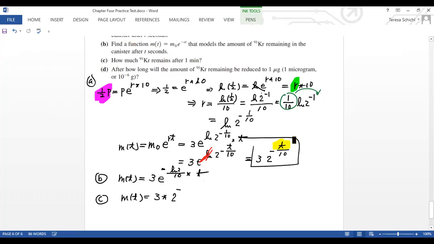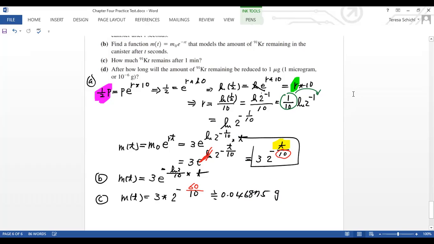What is my t here? Let's say it's 1 minute, right? But my t in here is based on seconds, since this is 10 seconds. So I need to switch t to seconds. 1 minute is how many seconds? It's 60 seconds. So you need to replace t with 60, then over 10. And then you put it into your calculator, it will give you 0.04675. So it's about this many grams left after 1 minute.